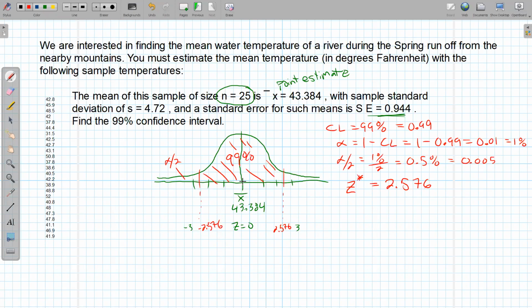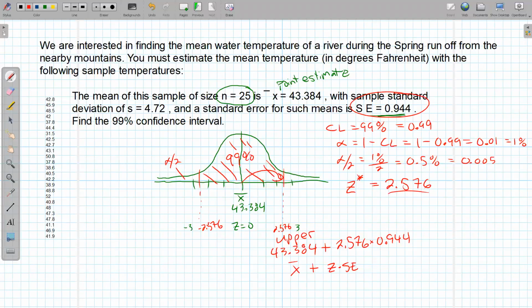Now, what I want to do is use the z-score and the standard error to find out what my upper value is. So my upper value here, starting in the center at 43.384, I want to add this standard deviation this many times. So x bar plus the critical z-score times the standard error. So that would be 2.576 times 0.944, the spread of the sampling distribution.